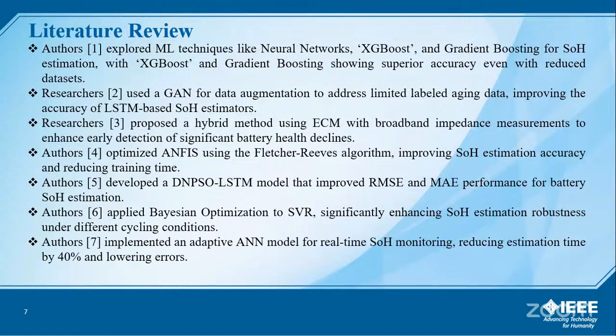Literature review. Previous research has explored various machine learning techniques for SOH estimation, including neural networks, XGBoost, and gradient boosting, which have shown high accuracy with reduced datasets. Generative adversarial networks were used for data augmentation to improve limited labeled training data. A hybrid model combined the equivalent circuit model with broadband impedance measurement. Then adaptive neuro-fuzzy inference system models were used for reducing estimation error and training time. Bayesian optimization was applied to SVR, support vector regression, enhancing model robustness under different cycling conditions. Our study builds on these findings and contributes by validating an SVR model for second life battery applications.